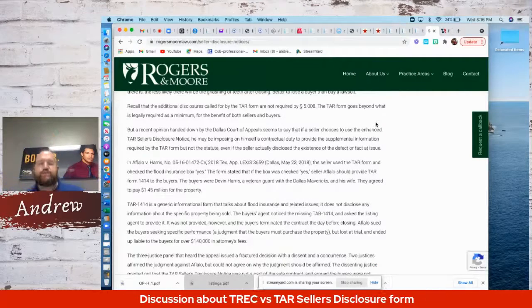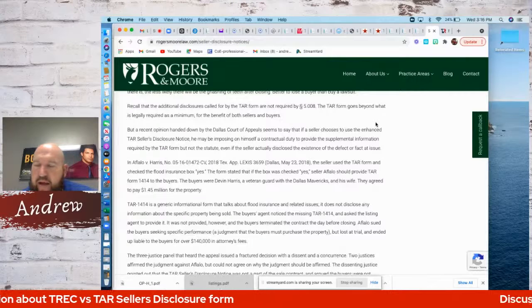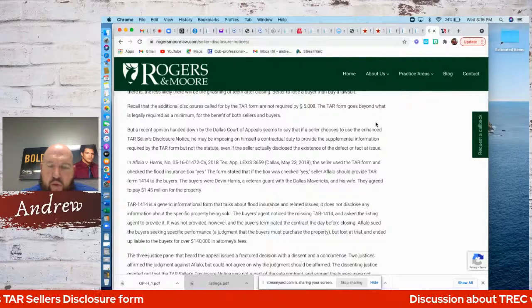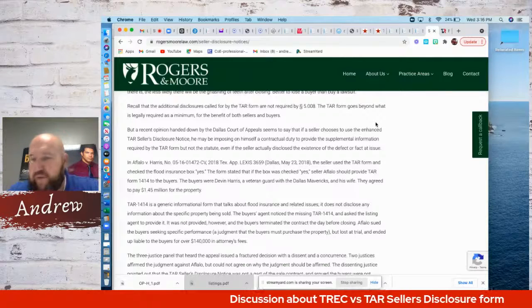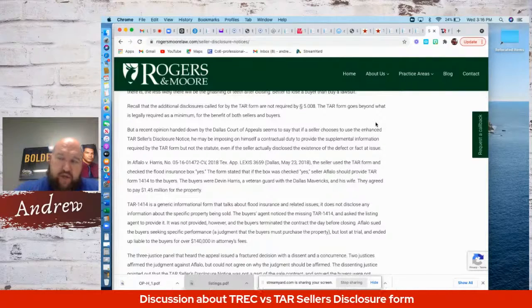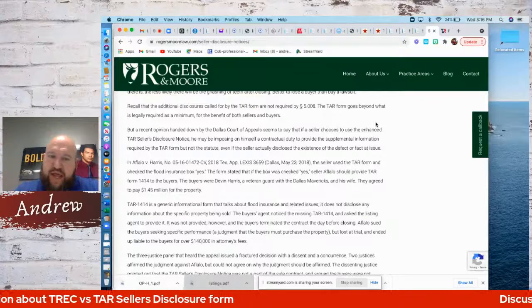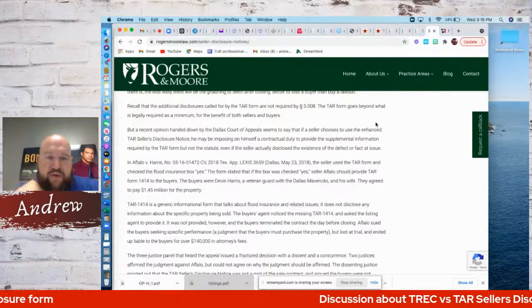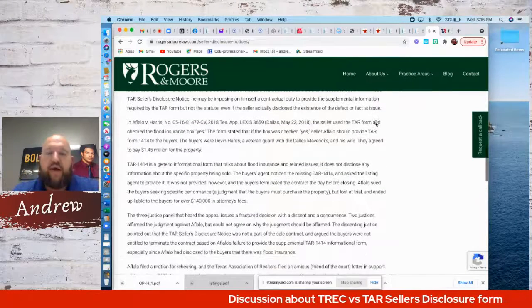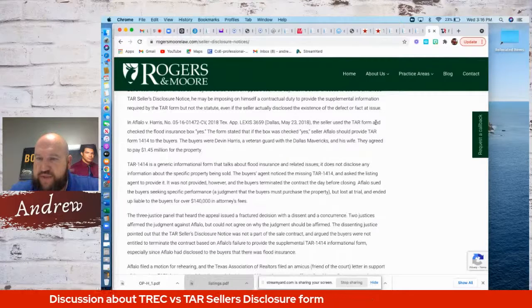There was a court case back in 2018 in Dallas where a buyer was purchasing a $1.45 million property. The sellers used the Texas Realtors form, which includes flood insurance, and marked yes, it does have flood insurance, but did not include the form 1414. The buyer's agent said, "Hey, you never sent me the form 1414. Can you send it to me?"